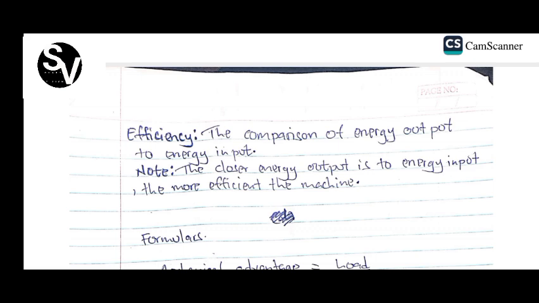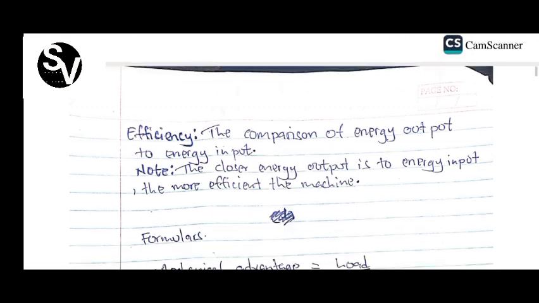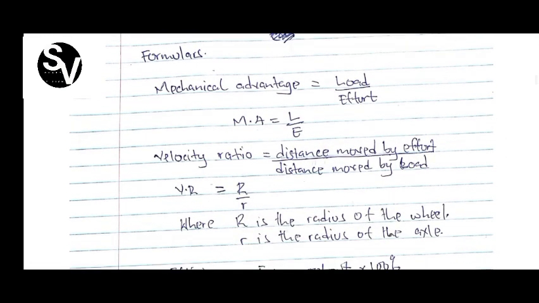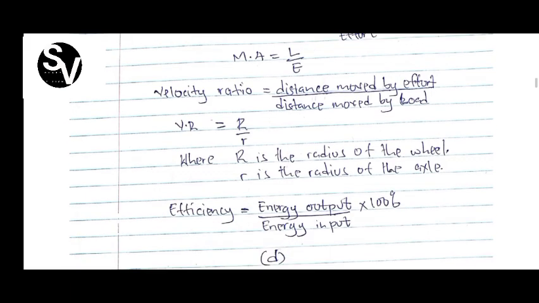And the different formulas for the stated machine are given down there. The mechanical advantage is equivalent to load over effort, and the velocity ratio is equivalent to capital R over small r. Then that capital R is the radius of the bicycle wheel, yet this small r is the one for the metallic or wooden bar or the axle.